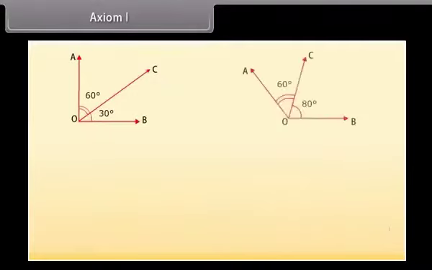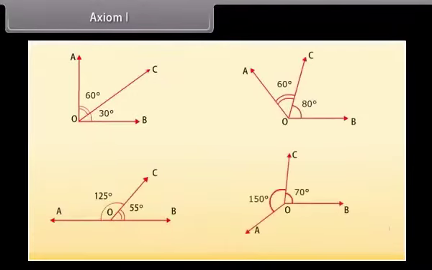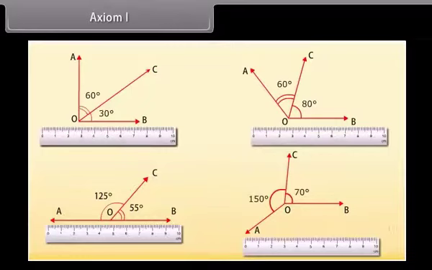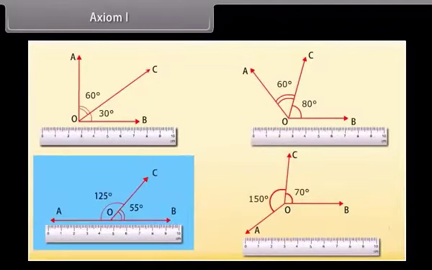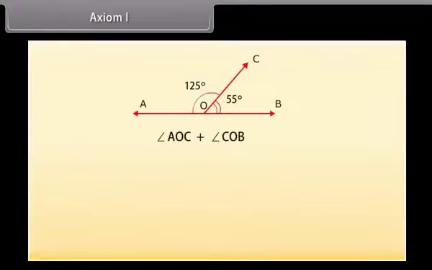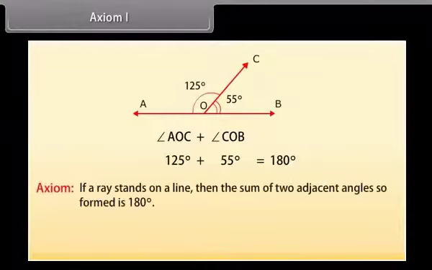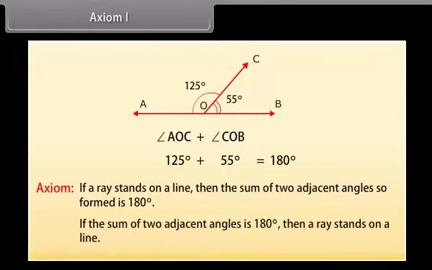Draw adjacent angles of different measures. Keep the ruler along one of the non-common arms in each case. You will find that only in this figure, both the non-common arms lie along the ruler, that is, points A, O, and B lie on the same line and ray OC stands on it. Also, we can see that angle AOC plus angle COB is equal to 125 degrees plus 55 degrees, which is equal to 180 degrees. From this, we may conclude that this statement is true.